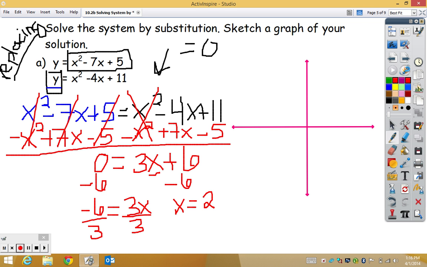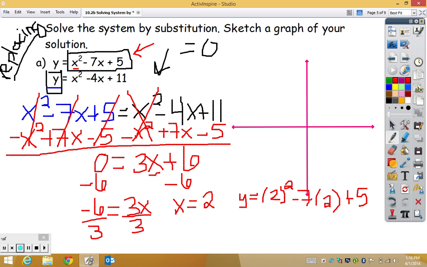So I now need to solve for y. To do that, I replace x in one of the two equations. I'm just going to use the top one. But if I use the bottom one, I should get the exact same solution. So y equals 2 squared. Notice I just replaced x. Minus 7x. Oh, sorry, should not be 7. There we go. Instead of x, it's now 2, plus 5.